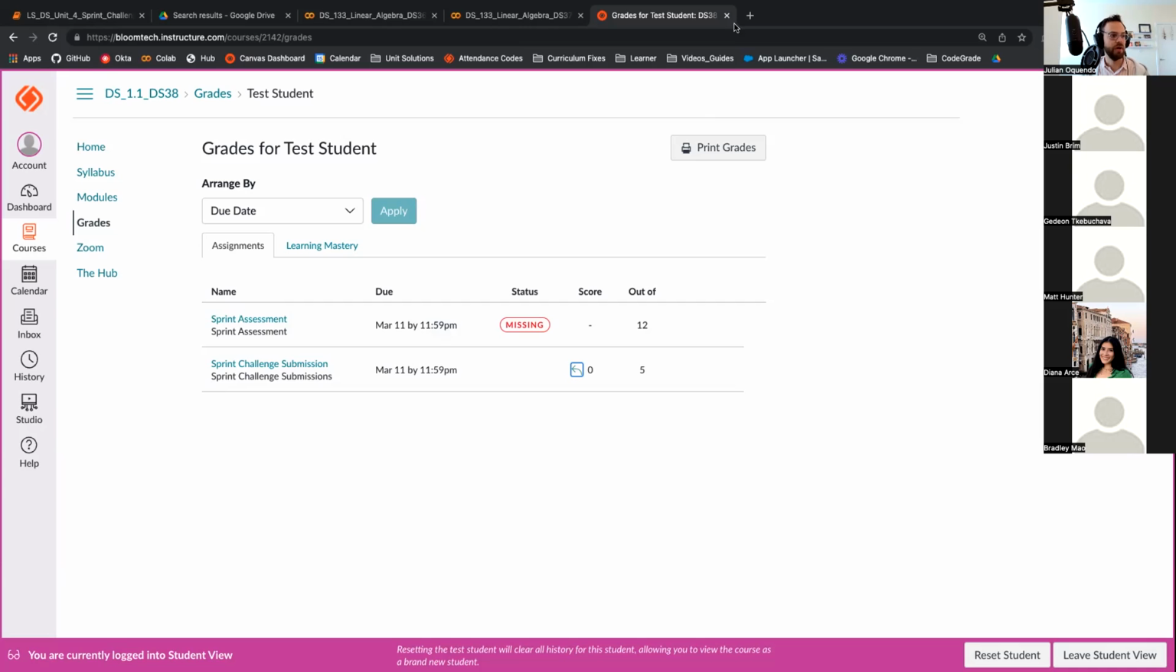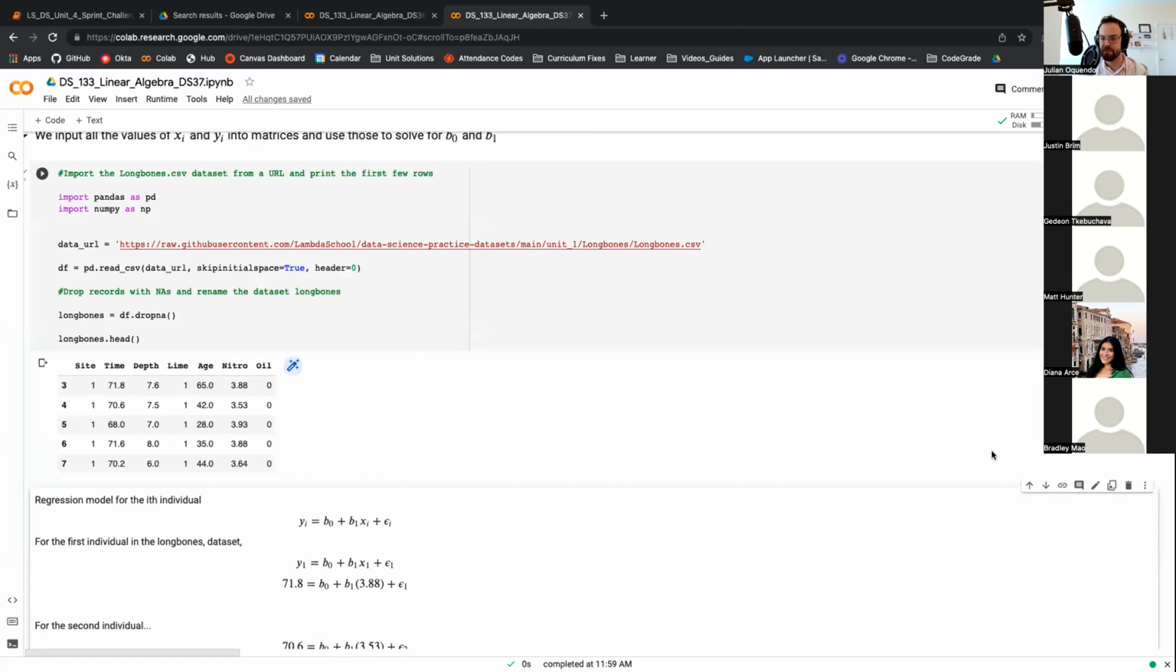Oh no, one quick admin thing. Remember, tomorrow is Thursday. That means that at 5 p.m. tomorrow, 5 p.m. Pacific Standard Time, the third and final sprint challenge for Unit 1 will open up. This will be available to you on Canvas, very much like the first two sprint challenges. You can start taking it tomorrow, work on it throughout all of Friday.